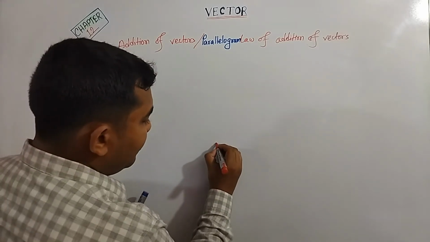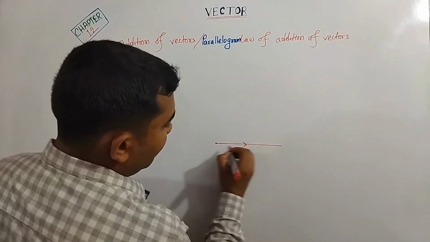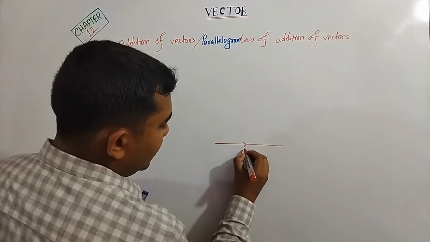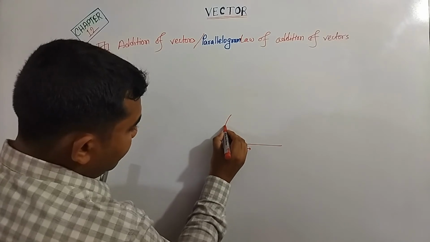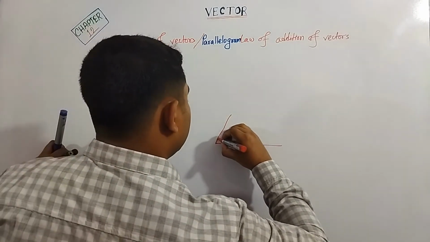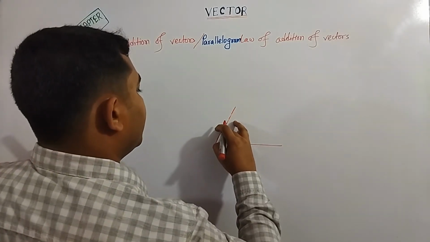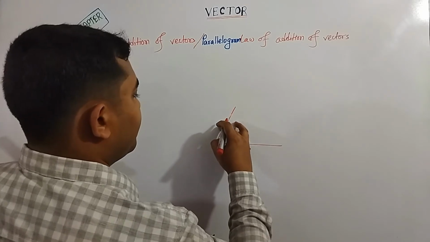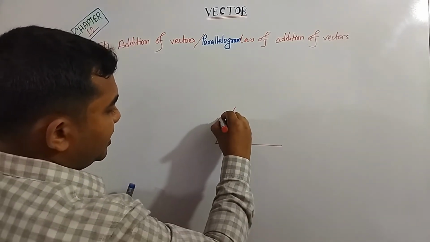Say, from this point, one line or one vector goes this way, okay, and another vector is going that way. Say that is our v vector.